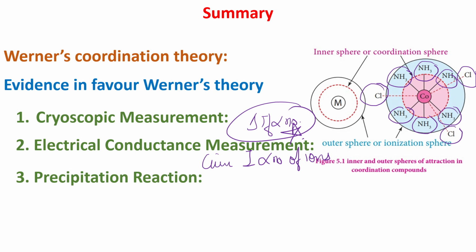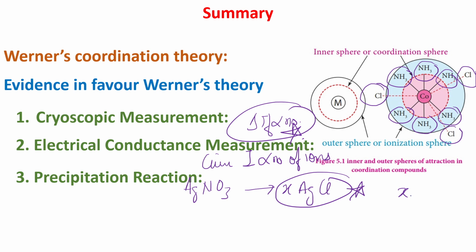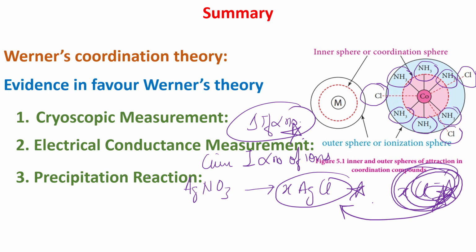The third and the most important evidence that he provided was the precipitation reaction. He added silver nitrate to the reaction mixture that contained coordination complexes, and depending upon the amount of silver chloride that he was getting, he concluded that only that amount of chloride ions are present outside. Only that amount will form precipitate.